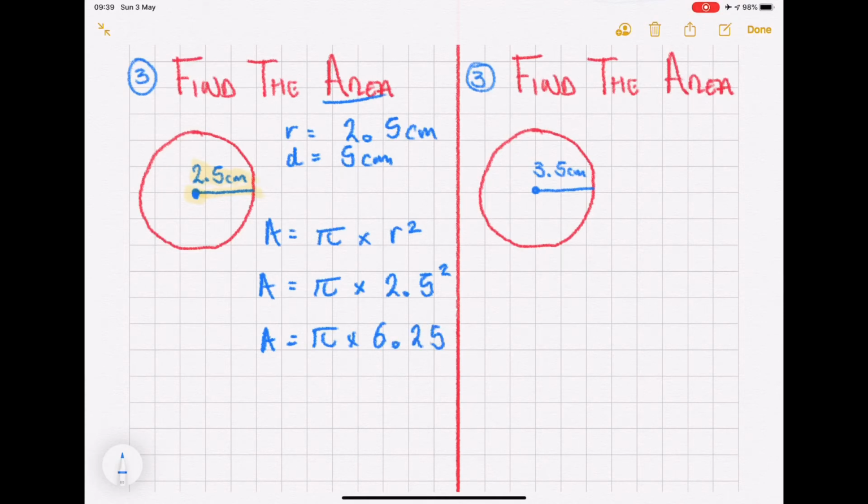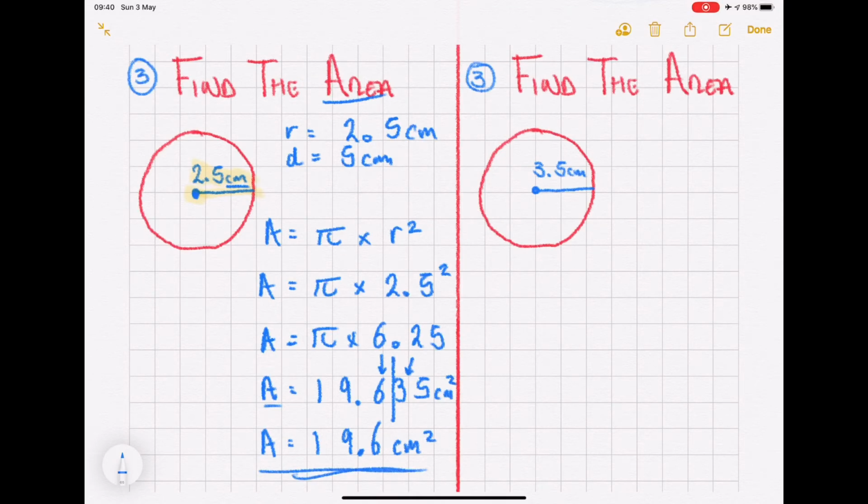Okay. Now let's type that whole thing into our calculator to see what we get. So pi times by 6.25. And if you do, you end up with 19.635 centimetres squared. We're working in centimetres and it's area, so it's got to be squared. Okay, let's work it to one decimal place, so we cut it off there. We have a look, is this number 5 or larger? No, it's not, so this number stays the same. So our final area to one decimal place is 19.6 centimetres squared. And that's our final answer.